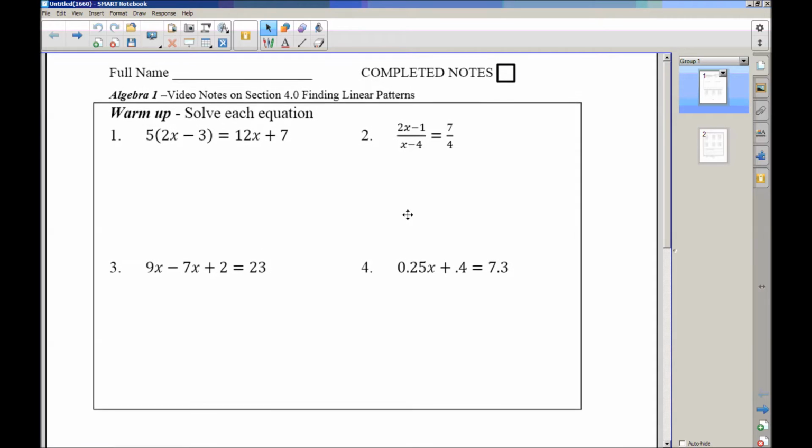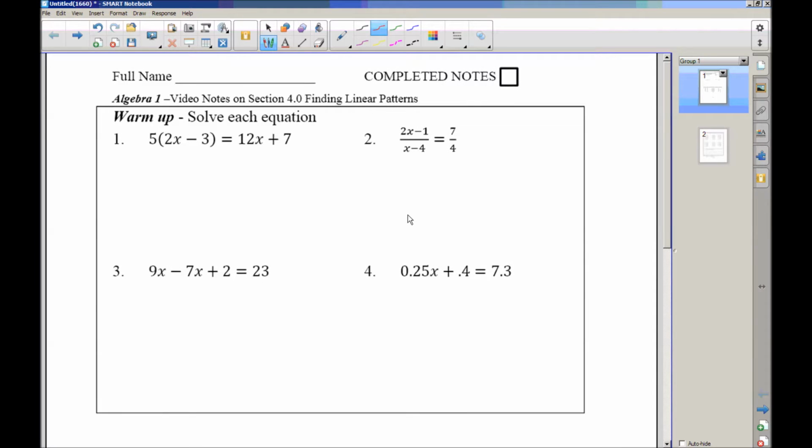Today we're covering section 4.0, Finding Linear Patterns. So this is not actually part of chapter 4, but it really does benefit you while you work through chapter 4 on linear equations. Okay?